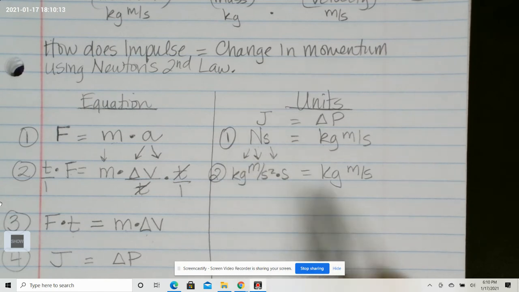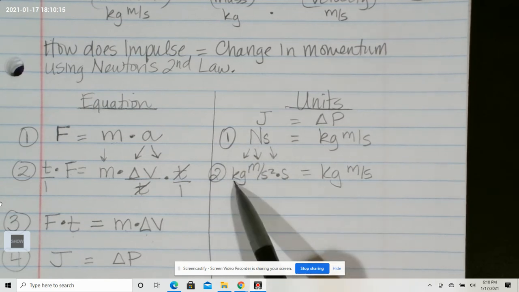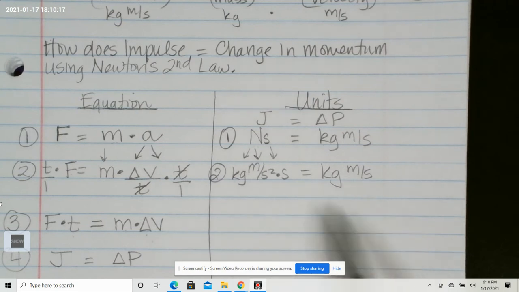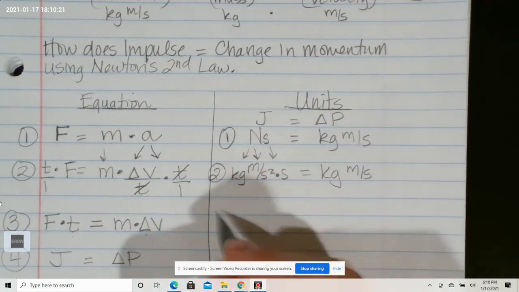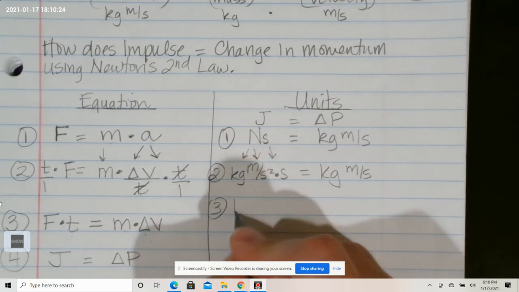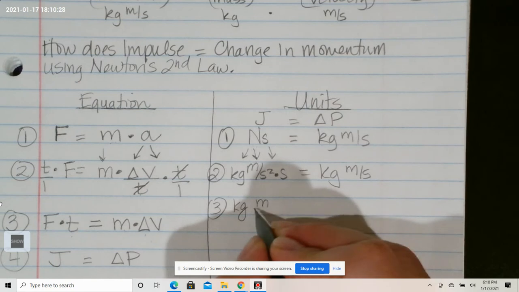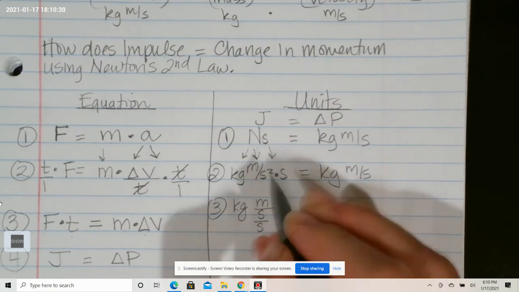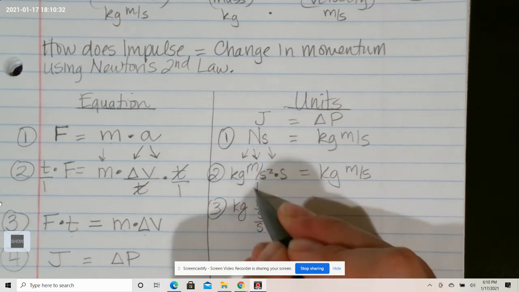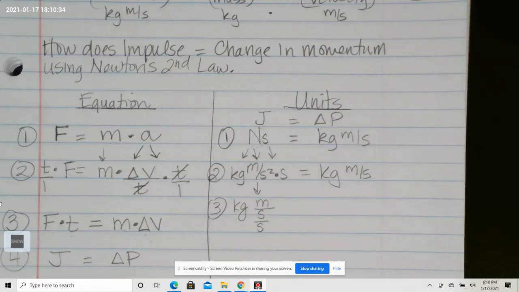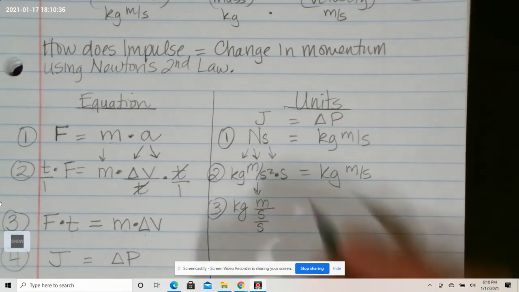Now we're getting closer though. We have kilograms and meters per second. We got some extra seconds over here that we got to get rid of, right? So I'm going to write it out in step 3, the way it would look in a math problem, where we have a meter per second, because that's what a meter per second squared is. So I'm just changing the meters per second squared to a meter per second, and I'm multiplying by a second.